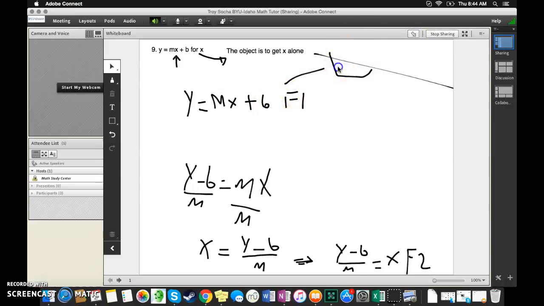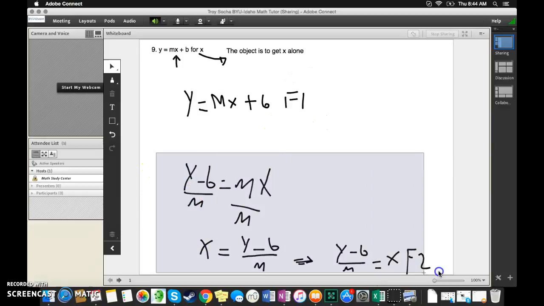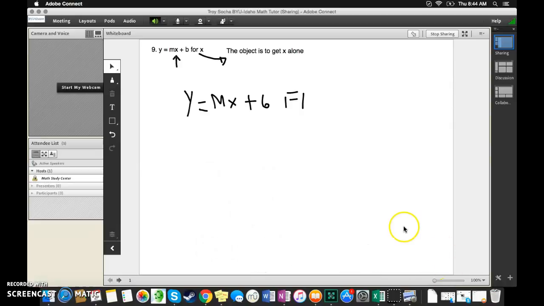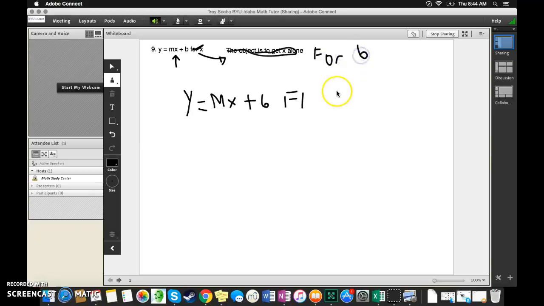I'm going to delete some stuff here. I got some extra stuff. Alright, so say we were given this formula, but instead of solving for x, they want us to solve for b. So instead of this, they say solve for b. Okay, so we think about this. B is right here. Again, the object is to get b alone on one side.